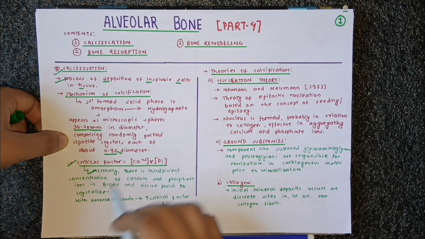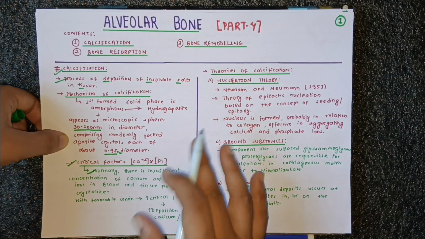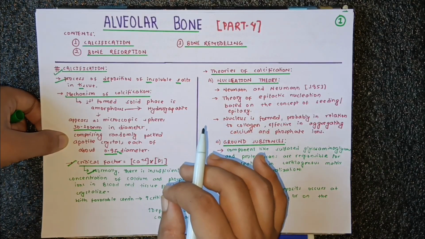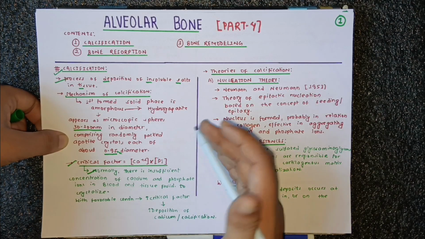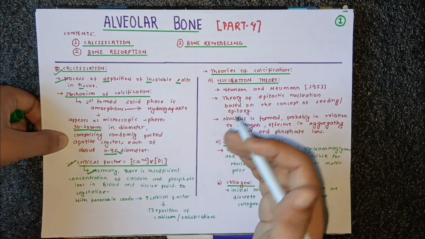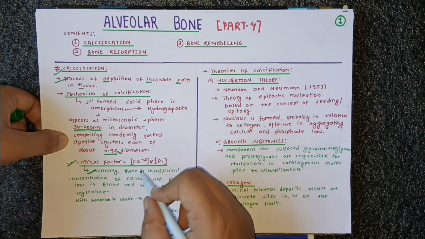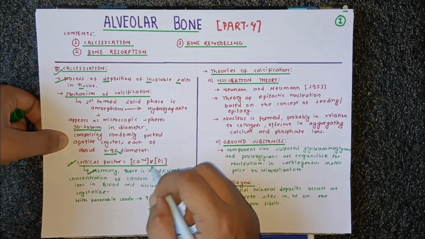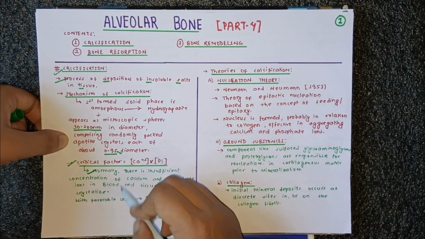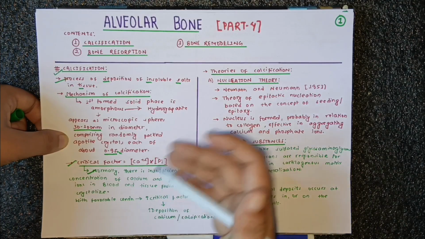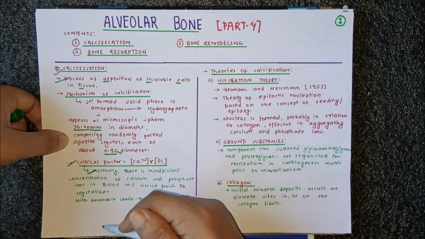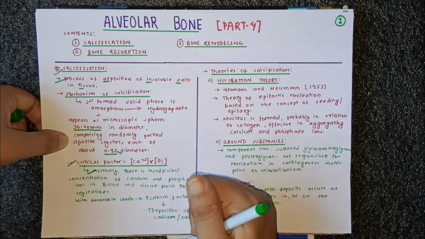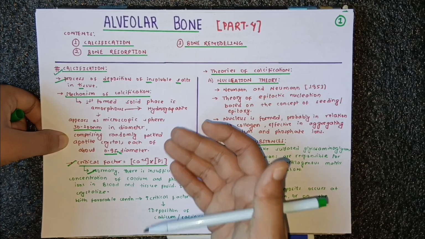This critical factor can be framed into an MCQ question. You just have to learn that the critical factor is the product of inorganic calcium and inorganic phosphate, and normally the concentration is insufficient. So the critical factor is low in the blood and tissue fluid to crystallize. But when favorable conditions come, the critical factor increases, and that leads to calcification.